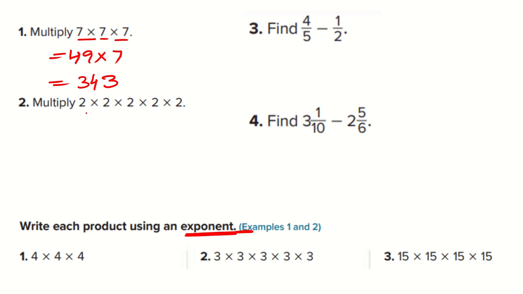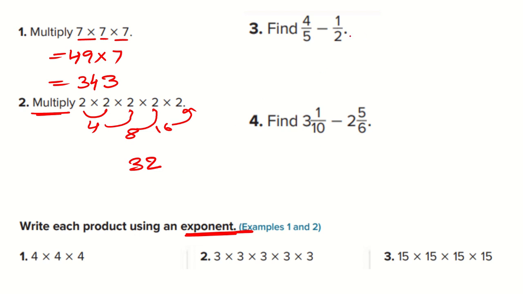Now again multiply, so you need to find the complete answer. 2 multiply 2, 4, 4 multiply 2, 8, 8 multiply 2, 16, and 16 multiply 2 is 32. So this will be the answer.